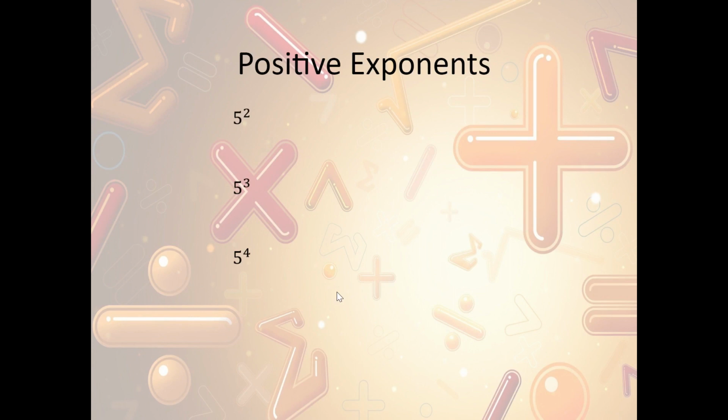Now let's talk about positive exponents. Positive exponents mean that the number above here, the number of times we're going to multiply it times itself, is a positive number. So we have 5 squared. Well, that means that we're multiplying 5 times 5, which in this case is 25. Then we have 5 to the third power, which is 5 times 5 times 5, which is 125. And then 5 to the fourth power is 5 times 5 times 5 times 5, which is 625.